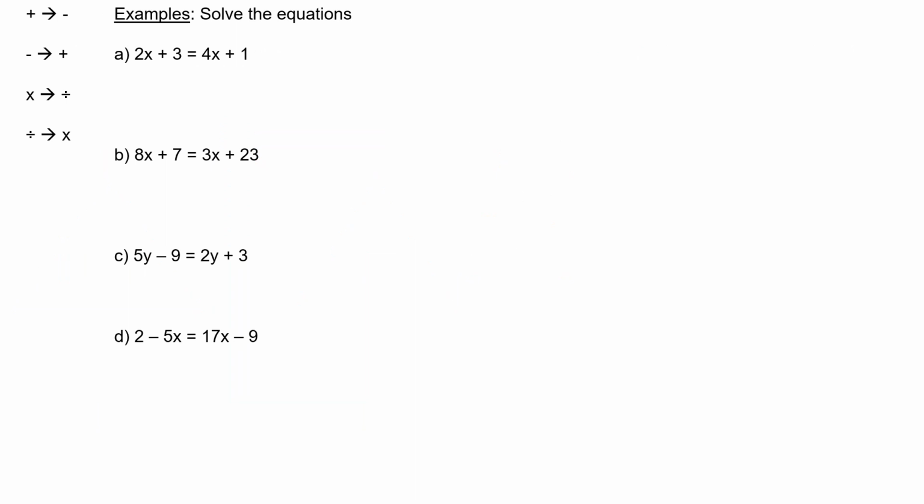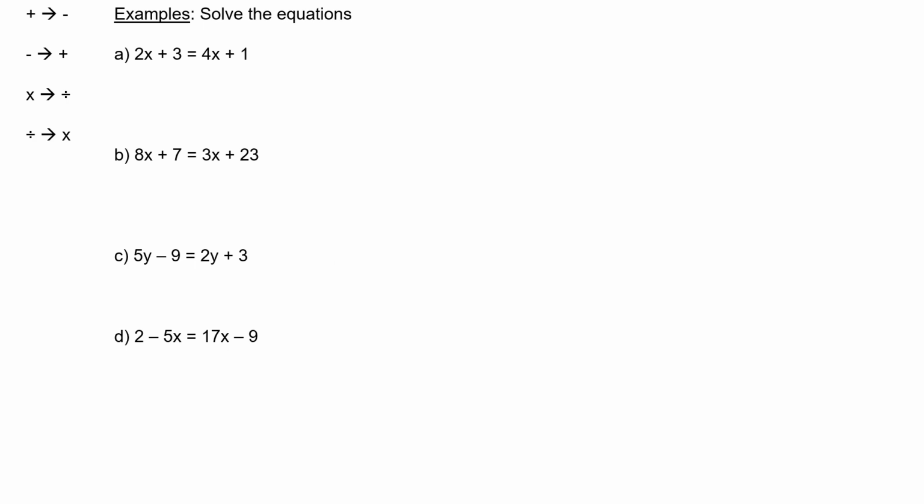Here are some examples. Remember that the opposite of plus is minus, so if we have a plus 3, we would need to subtract 3 from both sides. If I have a plus 2x, I can subtract 2x from both sides. So in the first question, remember that the aim is to get x on its own, so I want all of the x's on one side and all of the pure numbers on the other.